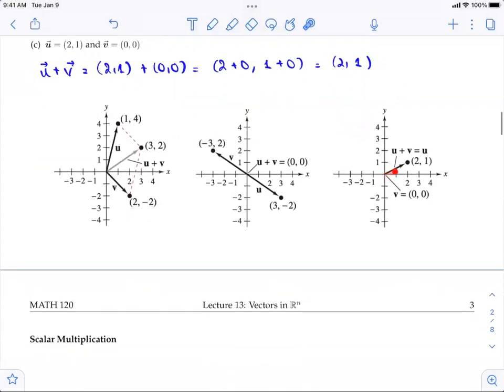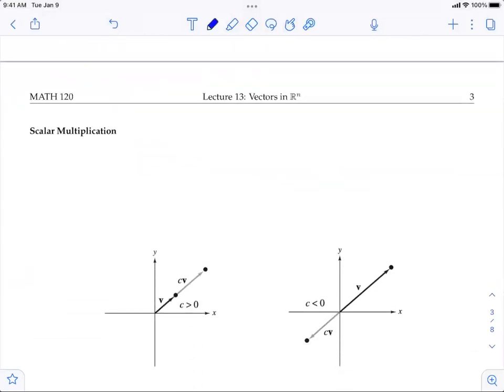Okay, so this is vector u, right? And vector v is just the 0 vector. So the sum u plus v is actually equal to the vector u. All right, so that is vector addition. Now we move on to a second operation, which is scalar multiplication.